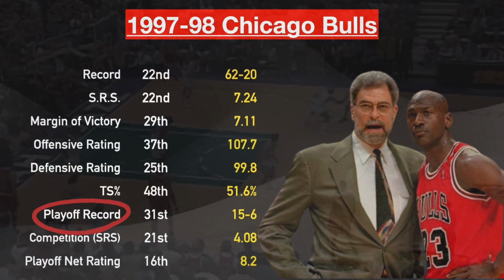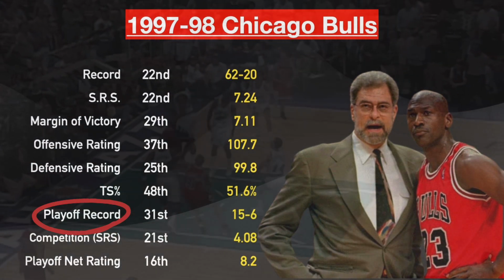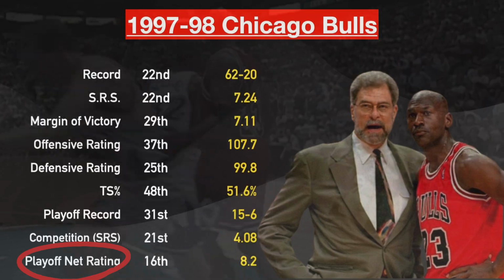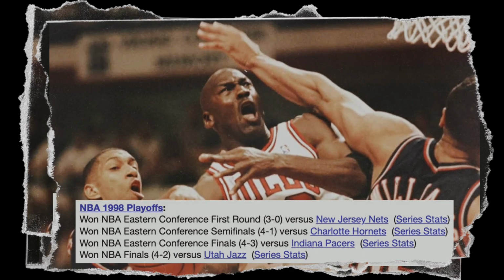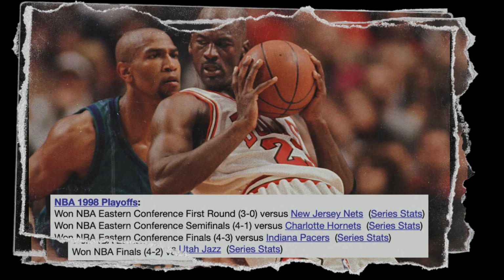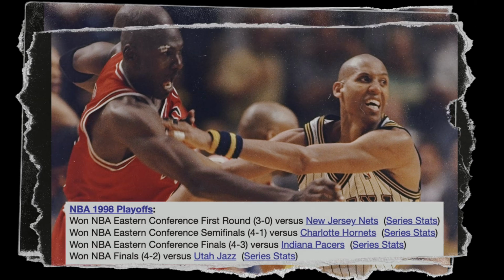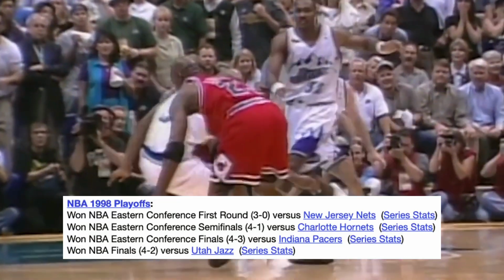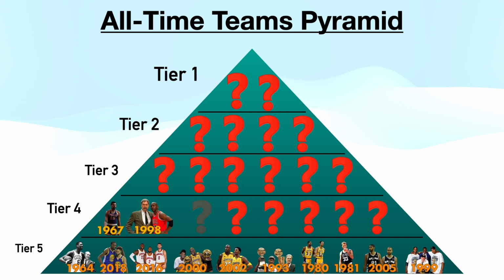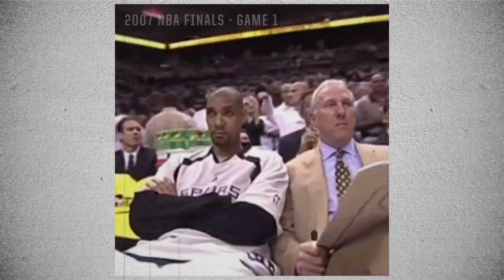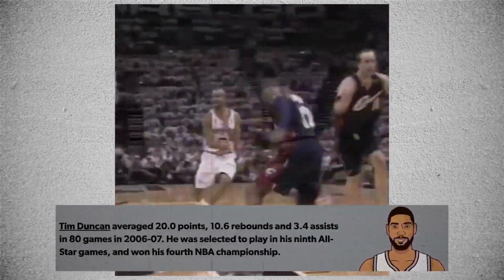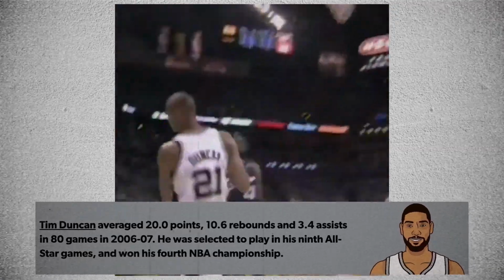In the playoffs, they had an impressive record of 15-6 and a net rating of 8.2. They swept the New Jersey Nets in the first round, beat the Hornets 4-1, beat the Reggie Miller Pacers 4-3, and beat the Utah Jazz in the finals 4-2. Moving on here, let's talk about the 2006-07 San Antonio Spurs. This team was led by none other than Tim Duncan, who averaged 22 points, 11 rebounds, and 3 blocks a game in the playoffs. They also had other contributors like Tony Parker, Manu Ginobili, and Bruce Bowen.